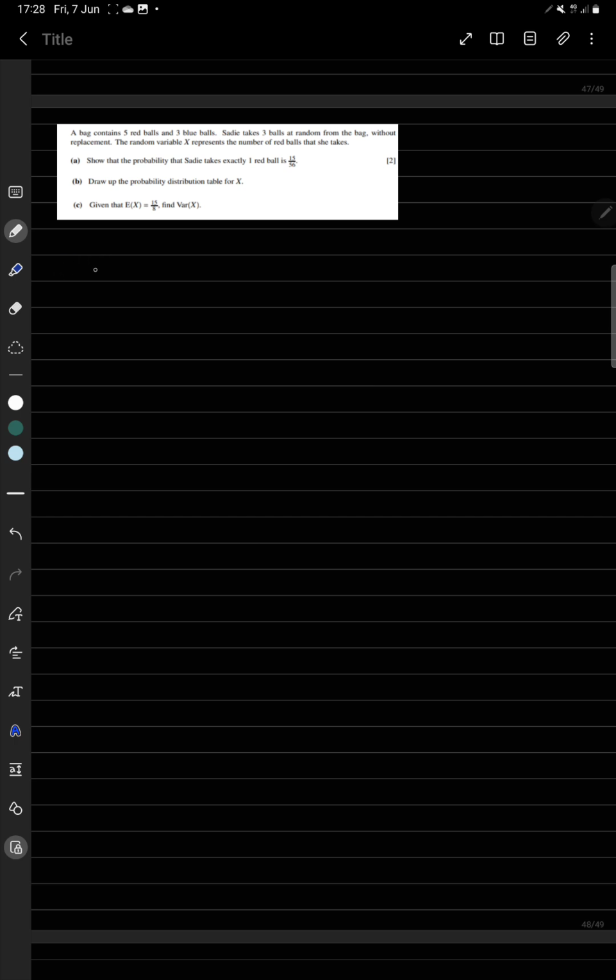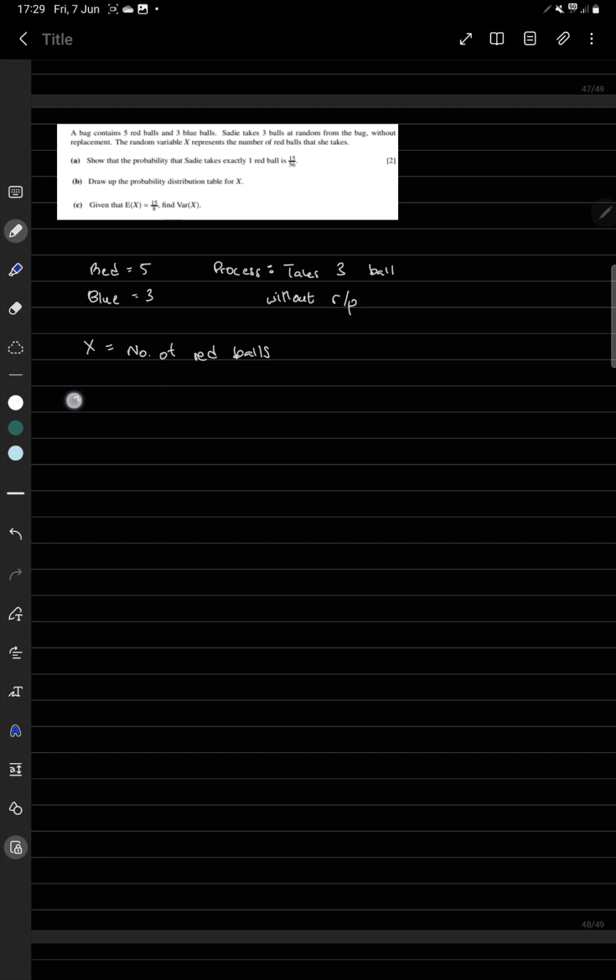Let's take this down. You have red, total of 5 balls, blue, total of 3 balls, and then the process here, you need to know the process: takes 3 balls without replacement. That's your key point, okay? Red and blue, without replacement. Now let's move on. X represents the number of red balls.